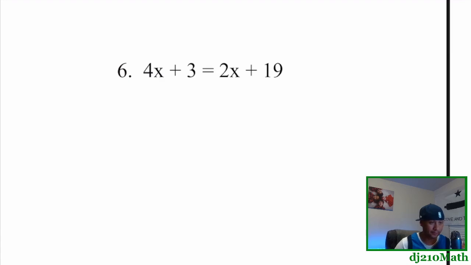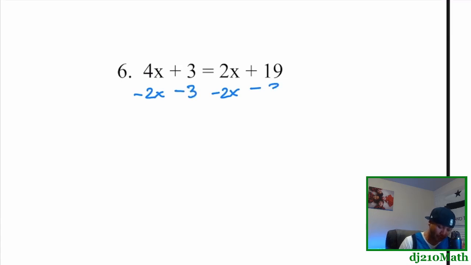All right, number 6. 4x plus 3 equals 2x plus 19. So I'll move all my x's to one side and all my non-x's to the other side. Doesn't matter which one we move first. So I'm going to subtract 2x from both sides. I'm also going to subtract 3 from both sides. Right, doing the opposite, taking all my x's one direction, all my non-x's to the other direction. So here we have cancels. So 4x minus 2x is 2x. 19 minus 3, 16.